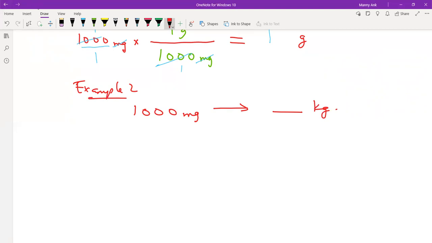I'll start with the given. The given quantity is the 1,000 milligrams. That's what is given to me, right? Now I can change the 1,000 milligrams first to grams. There's a relation between milligrams and grams: 1,000 milligrams is equivalent to 1 gram. That's a conversion factor that we know.